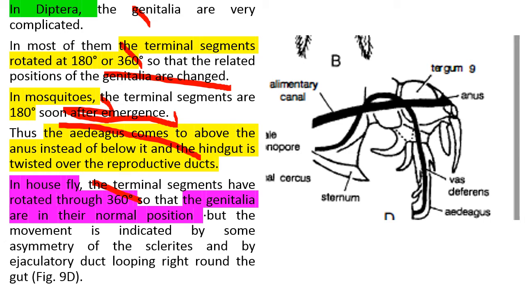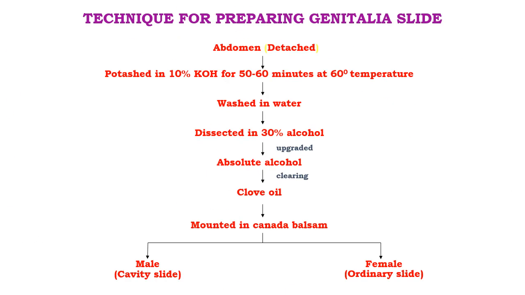Though, this movement is indicated by some asymmetry of the sclerites, we can see that some rotation has occurred, and also by the asymmetry of the ejaculatory duct, the looping of this duct is also changed. But the positions of the genitalic organs remain the same because the rotation is 360 degrees. These were the basic terminologies of the external genitalia of male and female.